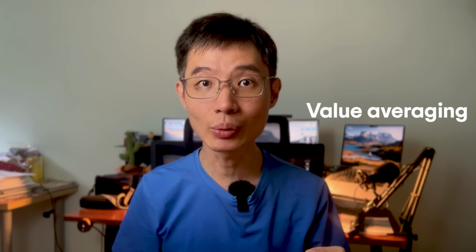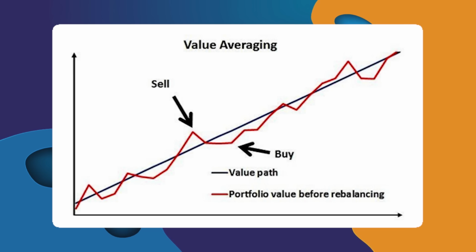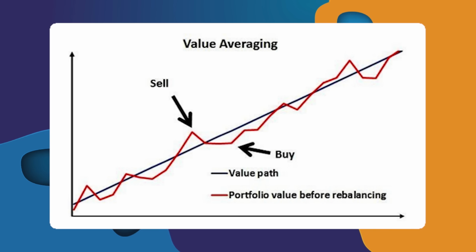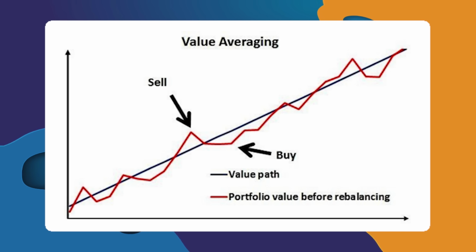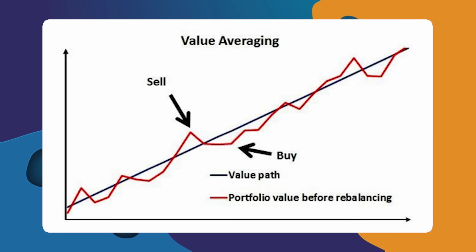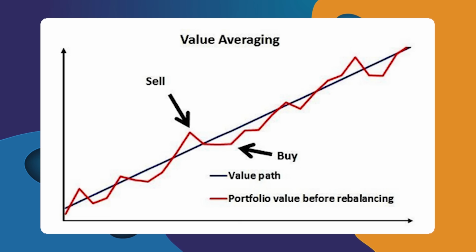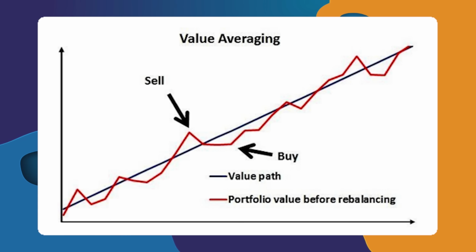So I tested the simple DCA strategy against 3 other strategies. The first one is called value averaging, which was first introduced in 1993. In this strategy, you set a growth target for your portfolio each month. If you are behind target because the market dropped, you invest more. But if you're ahead because the market went up, you invest nothing. The idea is to buy more when cheap and hold back when expensive.